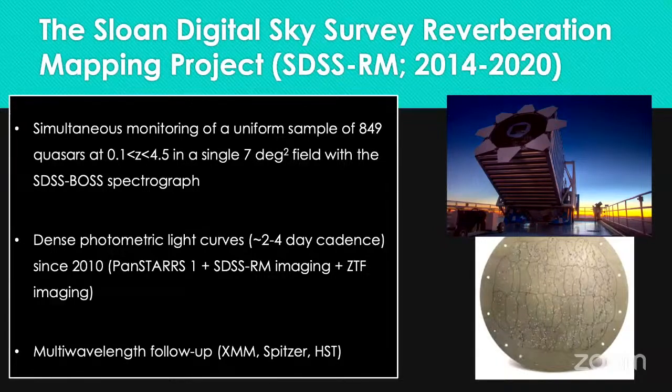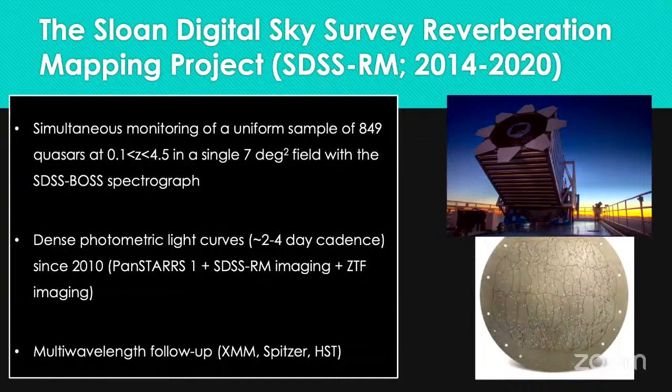And so they picked a field of 850 quasars, ranging all the way out to redshifts of about 4.5 in a single field, so they could be observed in a single BOSS field. This is a BOSS spectrograph. And there's 1,000 fibers that get plugged into the spectrograph, so you can observe 1,000 objects at once. So 850 of those were pointed at quasars. The rest of them were pointed for calibrations.